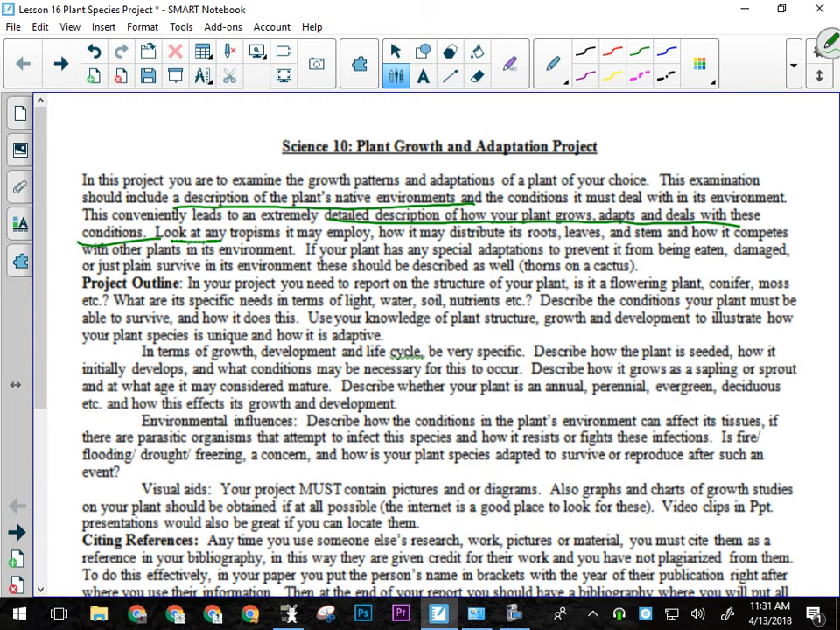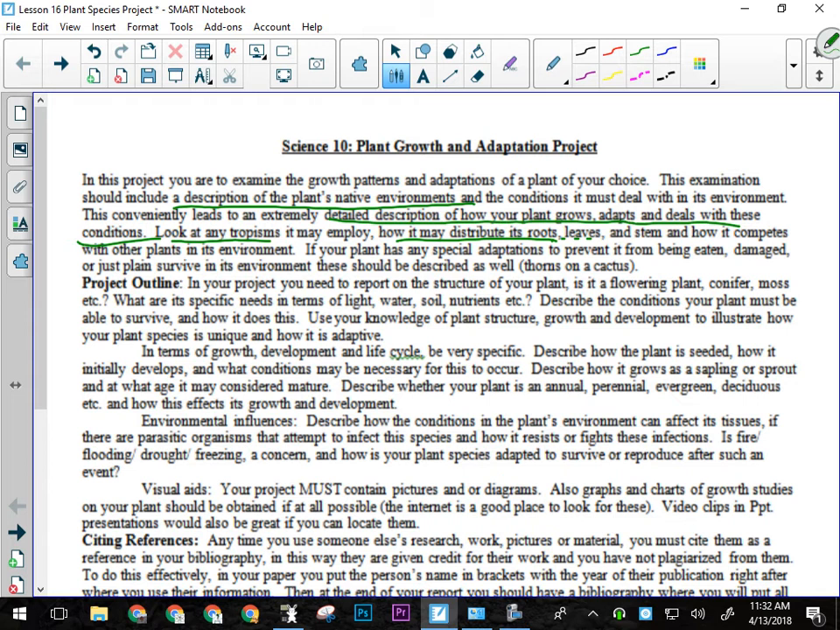Okay, what are some tropisms that it might employ, if there's any one that it uses in particular more than anything else? What kind of root system does it have? Taproot or fibrous root? What does it look like? Its leaves, are they adapted? Do they have some weird shape? Do they provide some secondary function? The stem of the plant, again, all the things we talked about in this unit in terms of how they apply to your chosen plant.